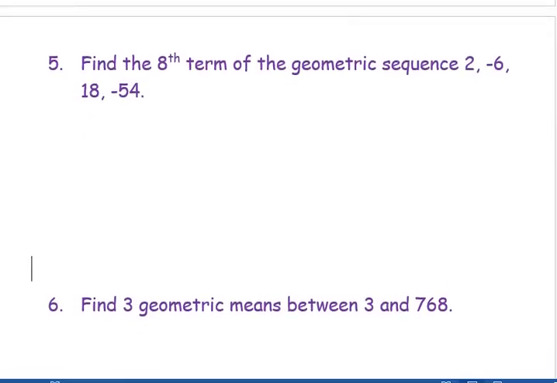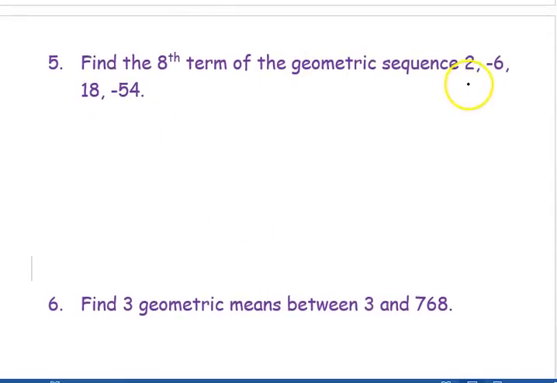So for example 5, we've got the 8th term of the geometric sequence 2, negative 6, 18, negative 54. So I'm going to find my r. My r will be my second term over my first term. So in this case, negative 3. And you can check it. 2 times negative 3 is negative 6. Negative 6 times negative 3 is 18. 18 times negative 3 is negative 54. So that does make sense as my r.